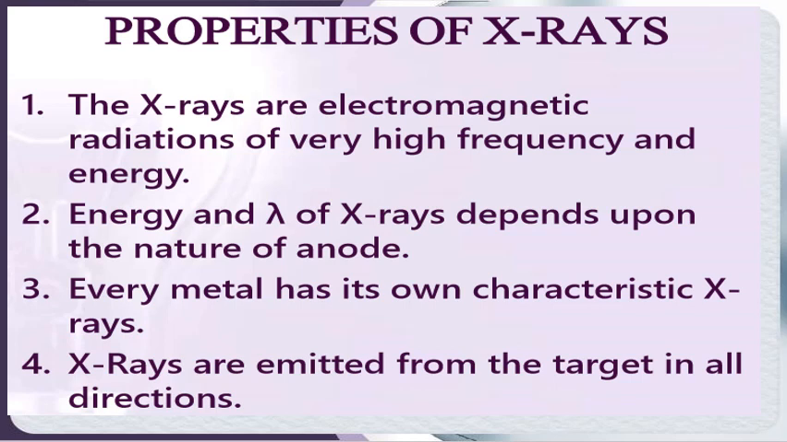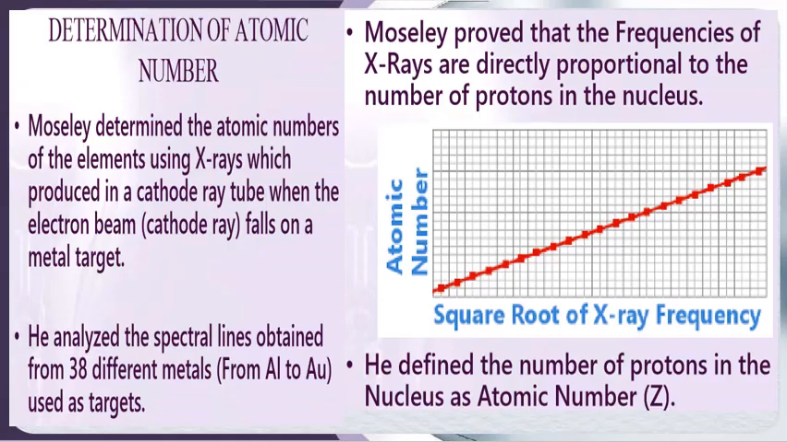Now the third one is that every metal has its own characteristic X-rays. Yes, because metals with a lower atomic number will give X-rays with less energy, while the ones with heavy metal particles will give high-energy X-rays, right? Then X-rays are emitted from the target in all directions, and only a part of it is used by means of the windows, right? Now the next one is the relationship between atomic number and X-rays, which was found by Moseley, right?